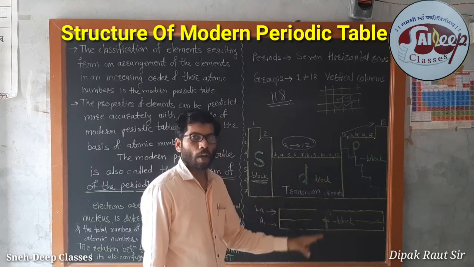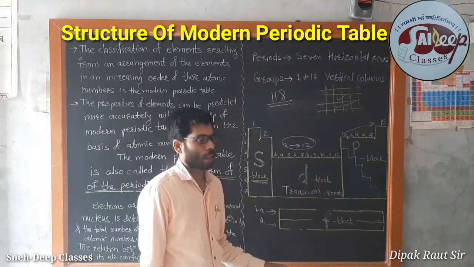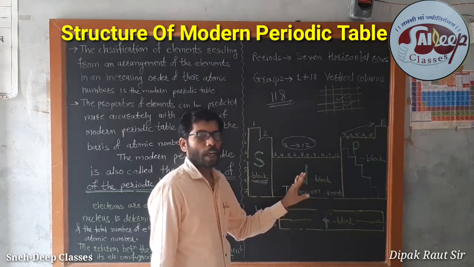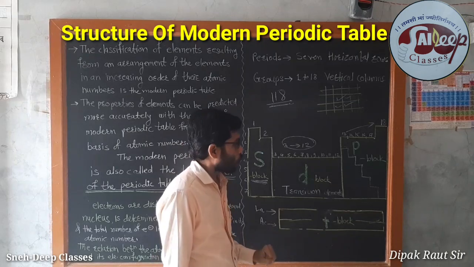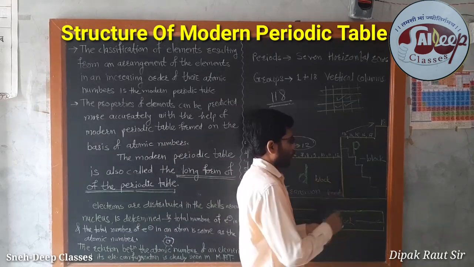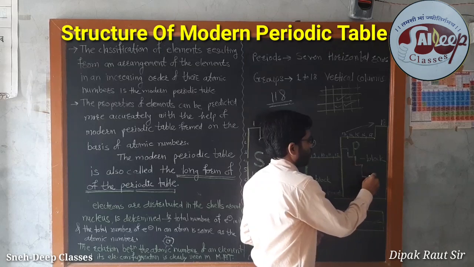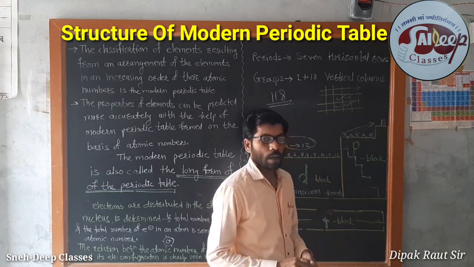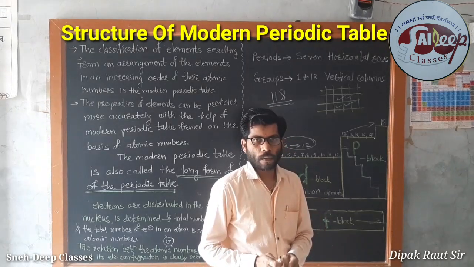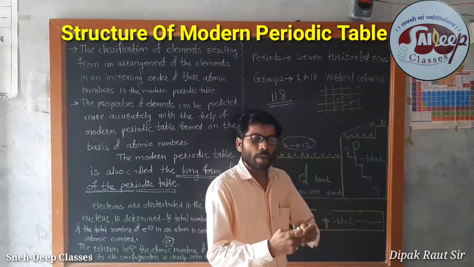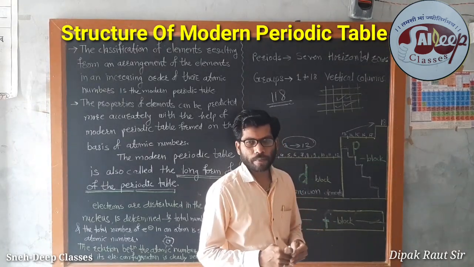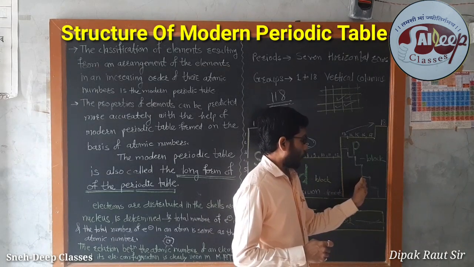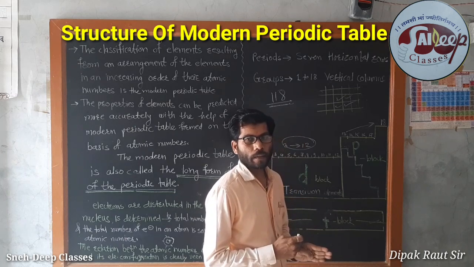This is the structure of the modern periodic table, that is the long form of the periodic table, and this is the outline diagram of the SPDF block elements. Now, in P block elements, this is a zigzag line. This zigzag line is the border of separation of the metal and non-metals. Right and left.